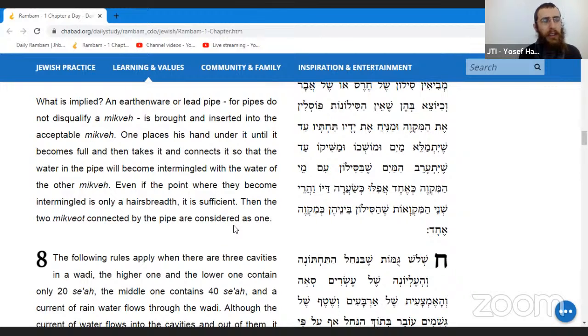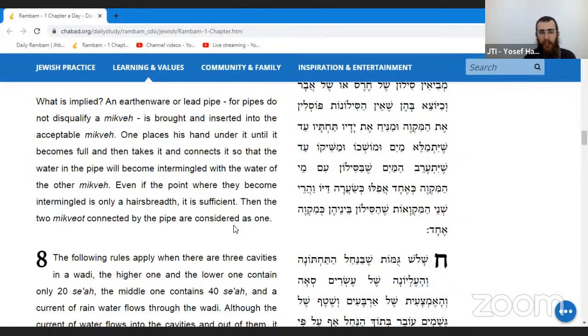For pipes do not disqualify a mikvah. The pipe is brought and inserted into the acceptable mikvah. One places his hand under it until it becomes full, and then takes it and connects it so that the water in the pipe will become intermingled with the water of the other mikvah. So you have this pipe that acts as an extension to allow the waters to flow from one to the other. Even if the point where they become intermingled is only a hair's breadth, it is sufficient. Then the two mikvahs connected by the pipe are considered as one.